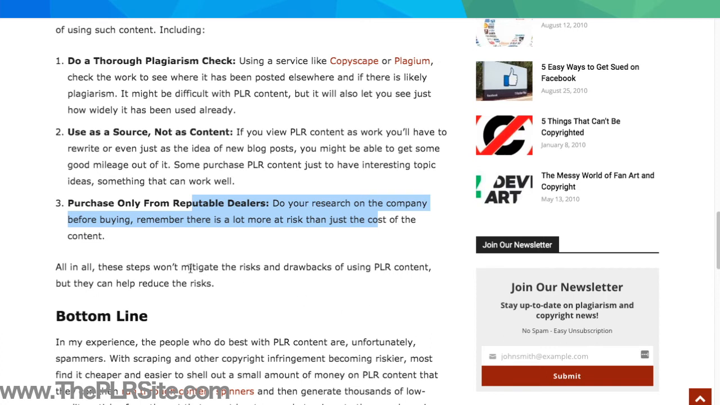All in all, these steps won't eliminate the risks and drawbacks of using PLR content, but they can help reduce the risks.